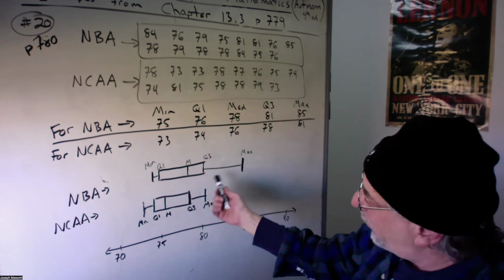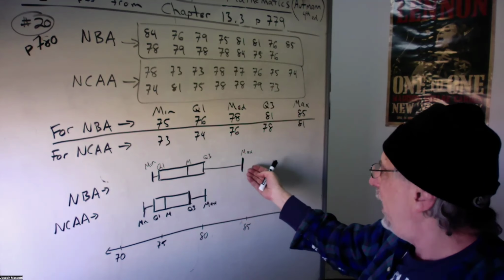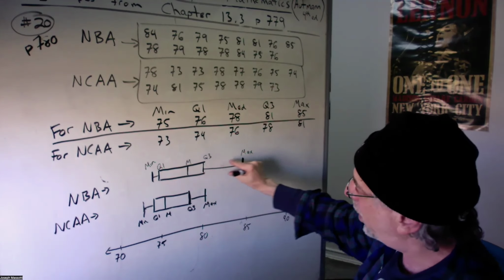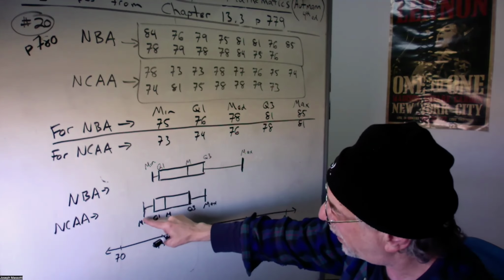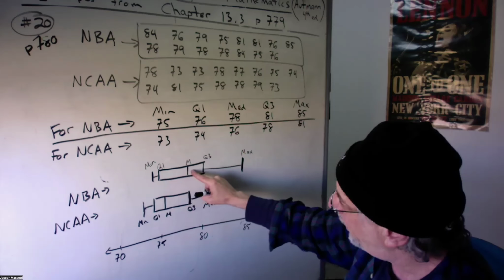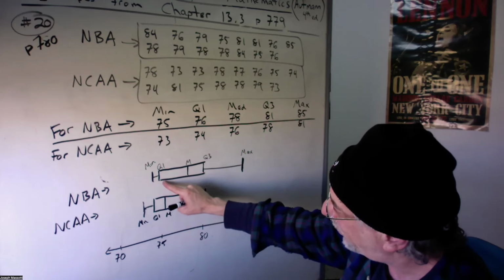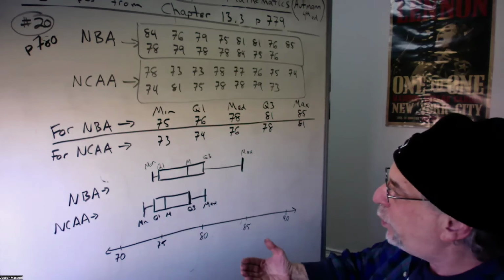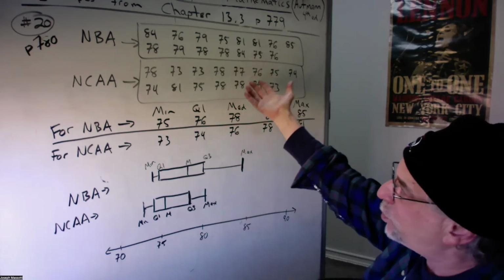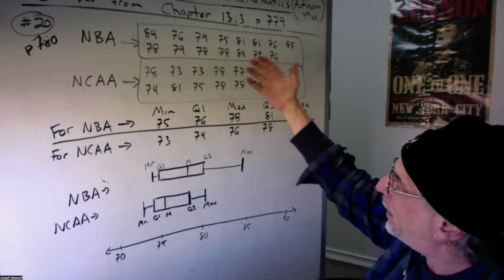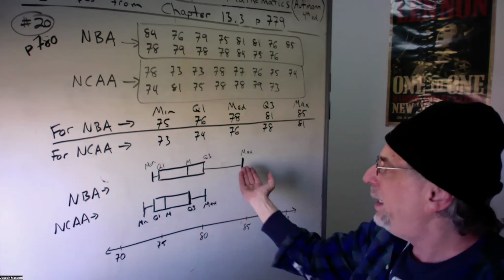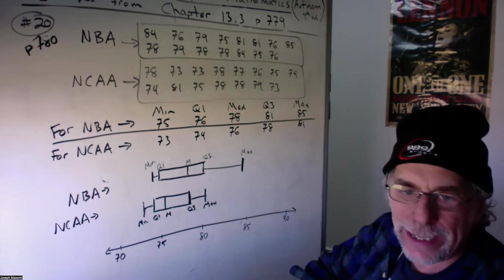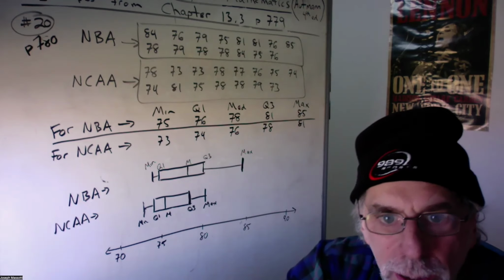If we compare them, we can say the NBA has a taller guy, and maybe they're slightly a little bit taller in the NBA. The minimum is higher than the minimum here. The median is higher than the median. The first quartile is higher. Everything's a little bit higher. So we can make the conclusion just out of this one sample that the NBA players are a little bit taller than the NCAA players. And that's how you draw a box plot.